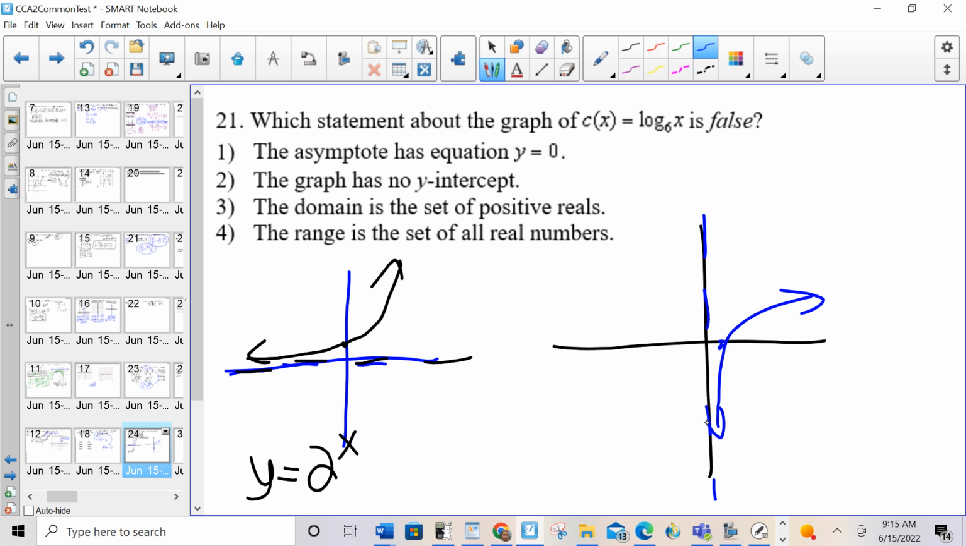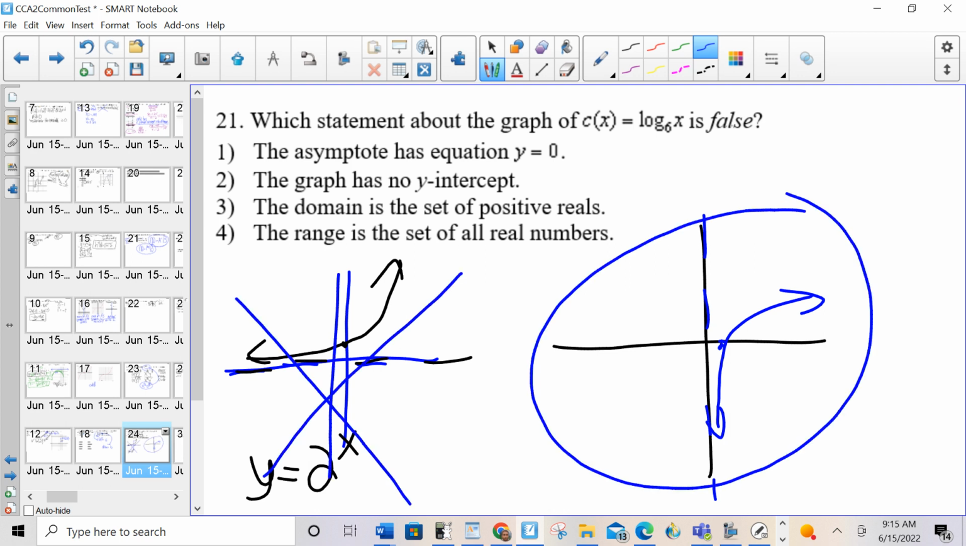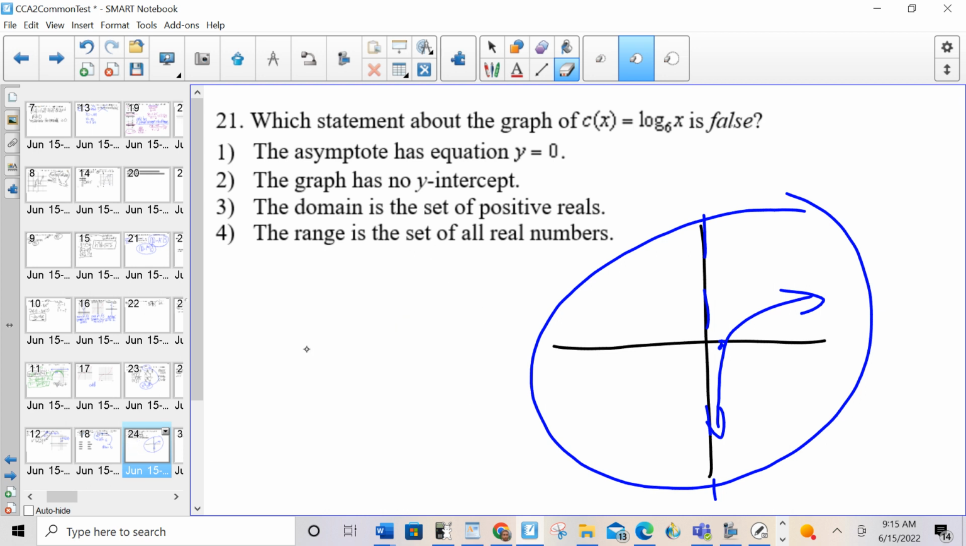Can you type it into the calculator? Yes, but they may ask it in a way where you really need to understand what it looks like. Which statement is false? The asymptote, so it's asking about a log graph. So we're asking about this one. Let's just erase that. There's this thing called erasers. That will probably make that easier. The asymptote has an equation y equals 0. No, the asymptote is x equals 0. That's false.